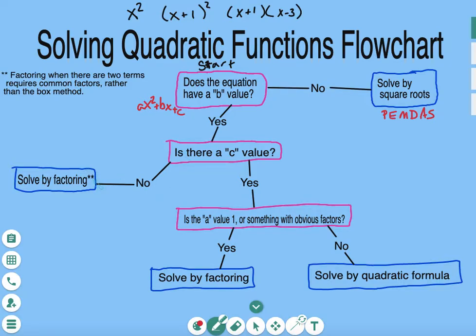Now, I put a little note here. This type of factoring is not using the box method that you may be familiar with, or the guess and check method that you may be familiar with. This is just where you're looking for common factors. Again, we'll talk about it in a moment a little bit more in detail.